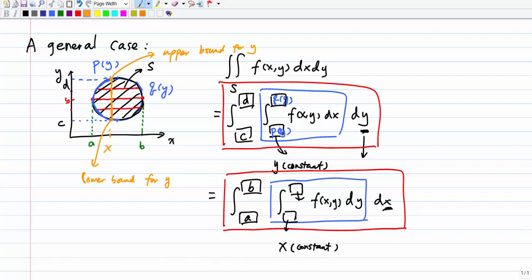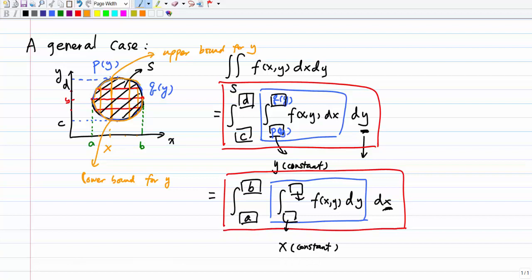Apparently, for different x, this lower bound and upper bound will change. They may not be the same, because if you move over here, you get something different. If your x is here, you get something different. So it really depends on this: this determines my lower bound, and this determines my upper bound.